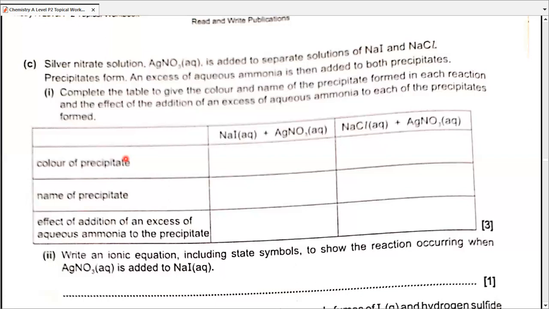Okay, so for the first column, there would be a yellow precipitate. Yellow precipitate for the color. The name would be silver iodide, and adding excess, it would be insoluble for the first column.